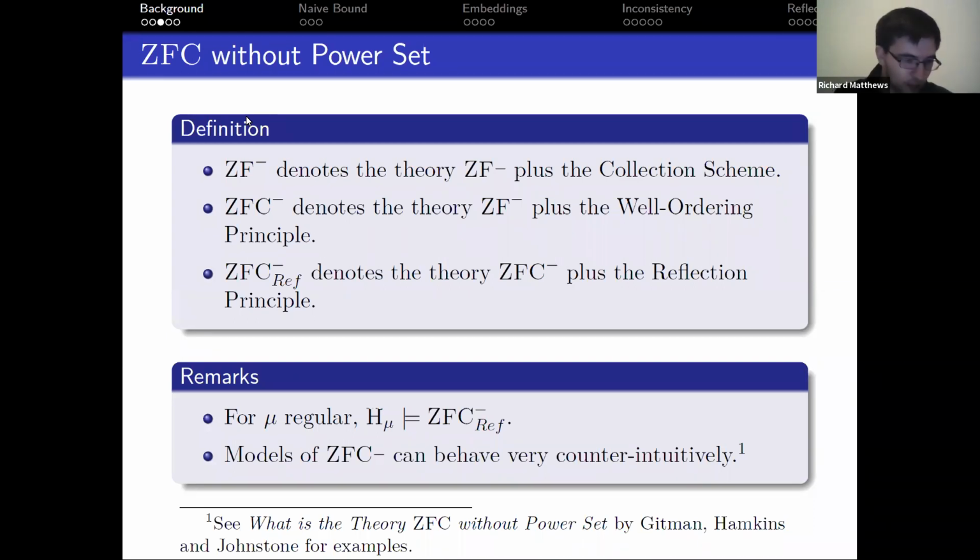Or you can have Łoś's ultrapower theorem fail. Basically everything goes wrong if you are not assuming collection. So we would like to assume at least collection in our theory.